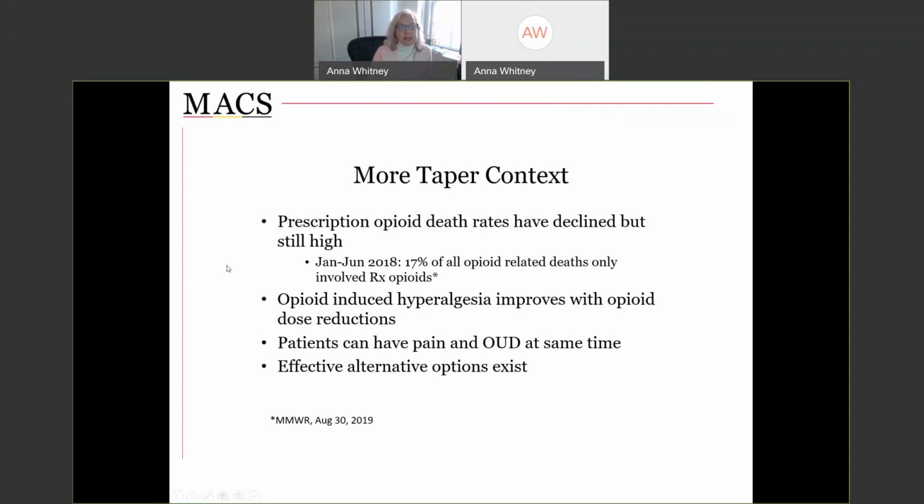And understanding and telling patients that people can have pain and opioid use disorder at the same time. And when and if that happens, there are effective alternative options that exist. Just because somebody develops or has an opioid use disorder does not mean that we want to ignore their pain. We want to really be able to treat that pain as well. It may not involve the opioids that they have actually been prescribed. It may involve other interventions as well.